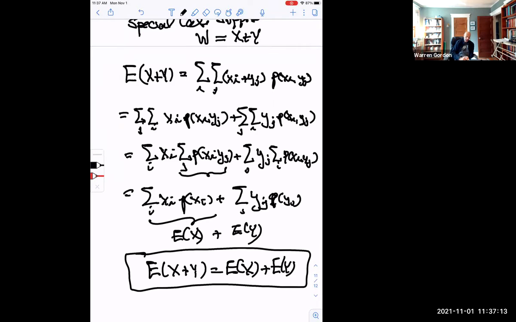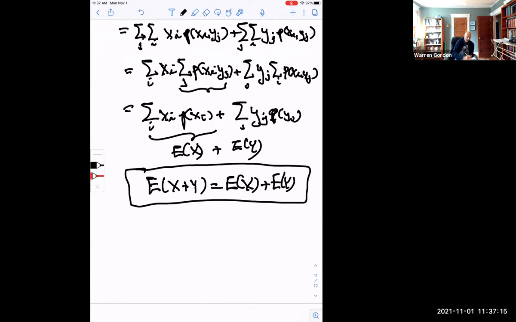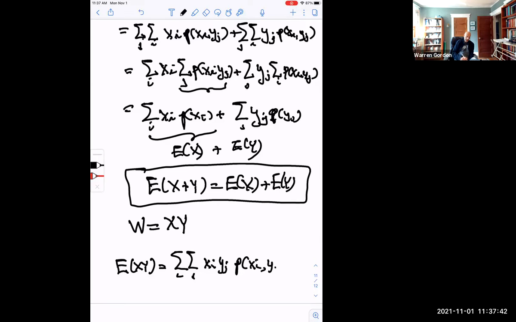Now, I want to look at the second case. Suppose W is X times Y. Then E of XY would be equal to the double sum of X sub i, Y sub j times P of X sub i, Y sub j.